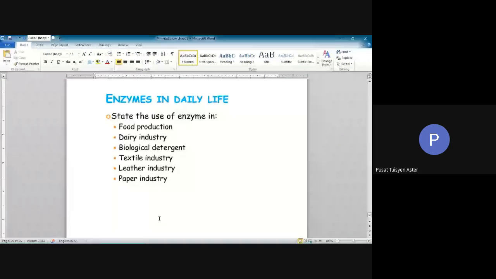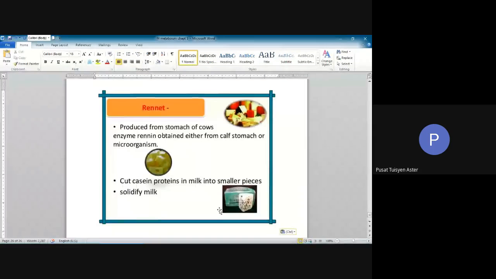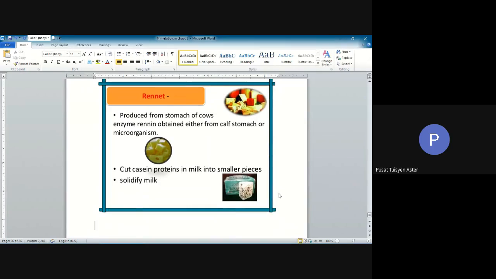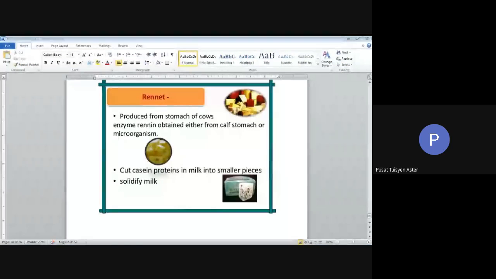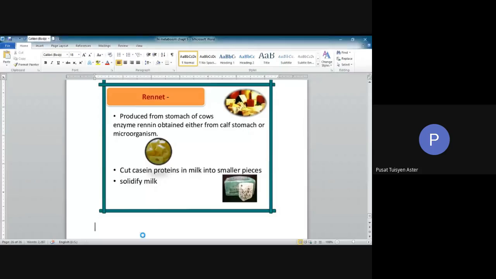Here are a few pictures. As I stated, rennet is produced from the stomach of cows, and the enzyme renin is obtained from either a calf's stomach or microorganisms. Why calf and microorganisms? Because they will coagulate the milk. Why do babies coagulate? When we drink milk and vomit, the milk doesn't come out in the form of a baby's vomit, because the enzyme is only there when we are small. As we grow, its function decreases, so its production also decreases.